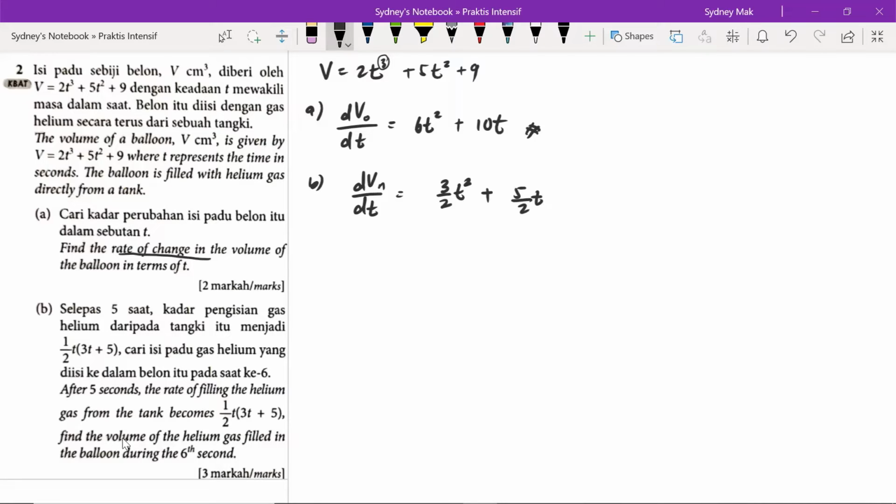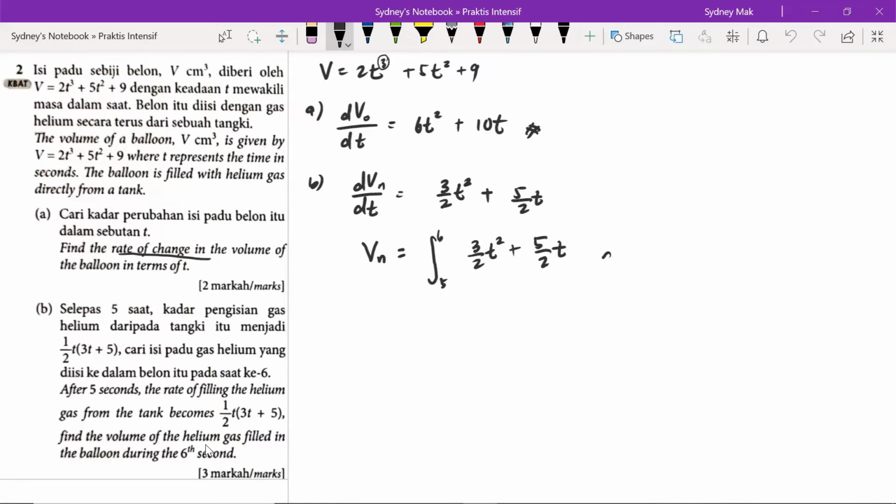After that, we need to find the volume of the helium gas that filled in the balloon during the 6th second. So therefore, for the new volume, we want to find the 6th second. So we have to integrate from 5 to 6. Therefore, we got to integrate this one: 3 over 2 t squared plus 5 over 2 t.